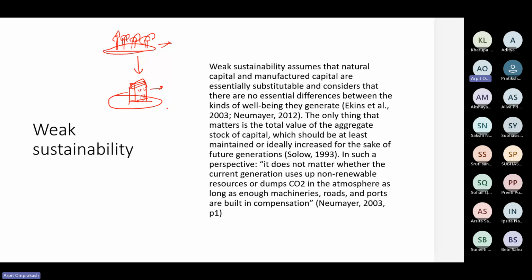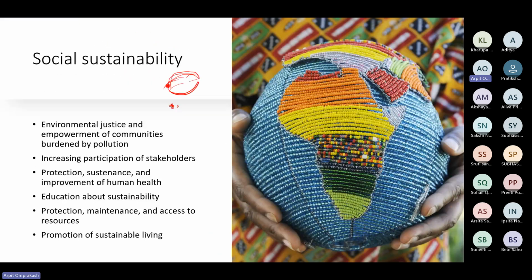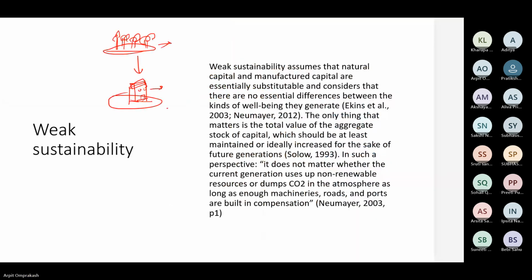So in the pen example that we had, factory A and factory B, weak sustainability would consider both of them to be sustainable, because factory A, even though it is producing a lot of waste, is generating pens that are of economic value. This manufactured good, the pen, and the raw material that it uses and the waste that is generated are substitutable. The only thing that matters is how much the stock of capital is increasing, how much money is increasing, or how much the value is increasing.